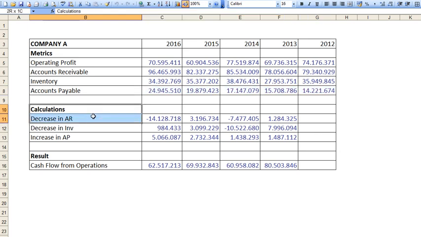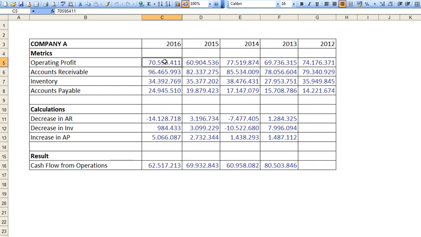As you can see, we have some calculations here, and then we'd like to reach the result of cash flow from operations. So let's see how we do these calculations, and let me tell you the logic behind them. When we calculate cash flow from operations, we basically take the operating profit as is and add the changes in certain working capital metrics. This is for the quick and dirty calculation, so I would like to remind you again.